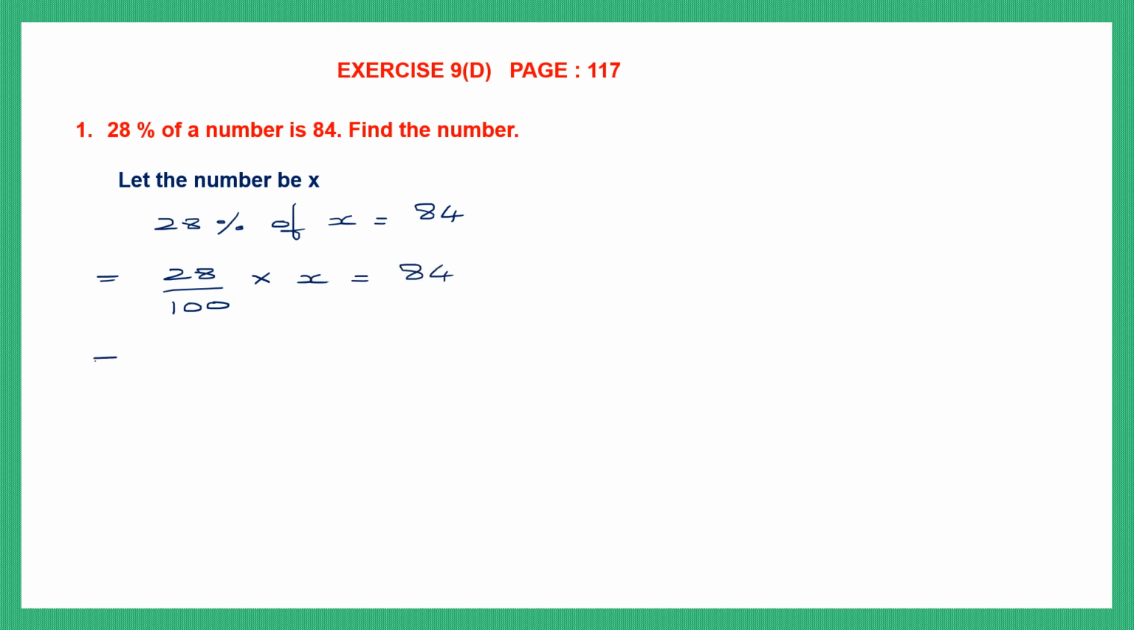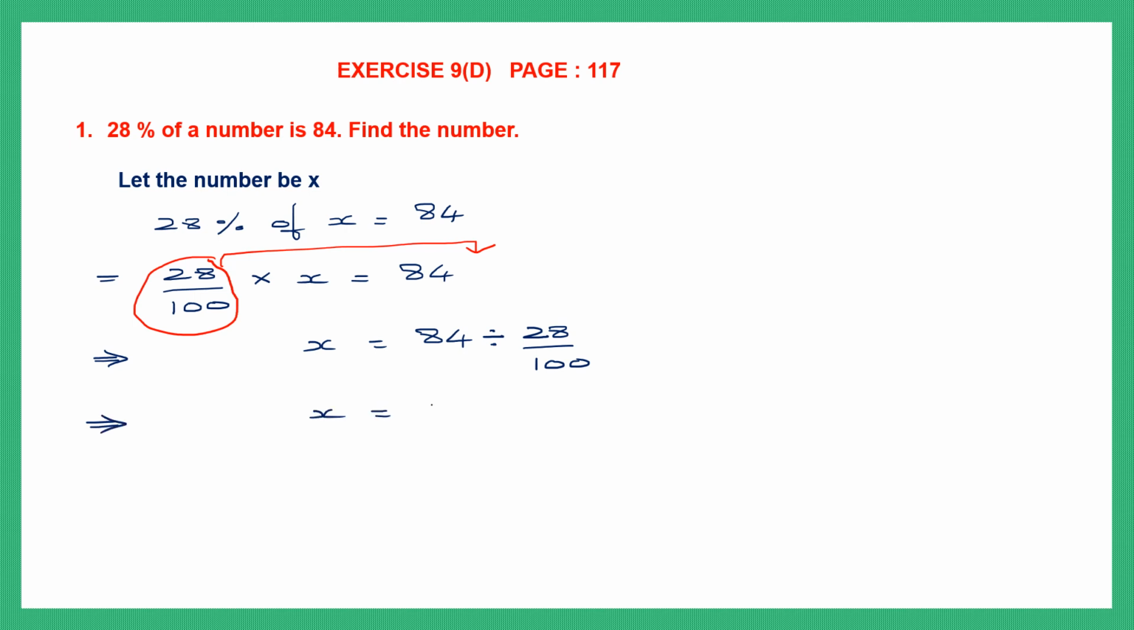So now we are going to find the value of x. So we're going to say x is equal to, we'll leave 84 as it is. Now I'm going to transpose this 28 by 100 from the left hand side to the right. So here it is multiplication. When it goes to the right, it becomes division. So division by 28 by 100.